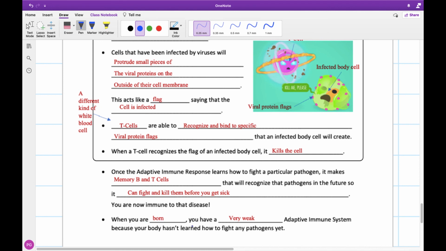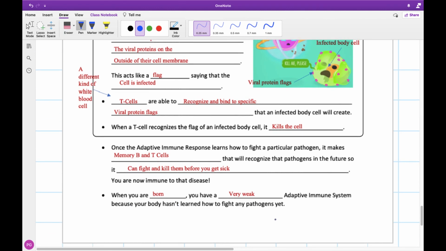Now, when you are born, you have a very weak adaptive immune system because your body hasn't learned how to fight any pathogens yet. And this makes sense. It takes time to build up these memory cells to encounter different diseases, and this is why at an early age, vaccines can be really important. And we'll learn a little bit about vaccines in the next couple lessons, but these vaccines can help us sort of develop our adaptive immune response early on.